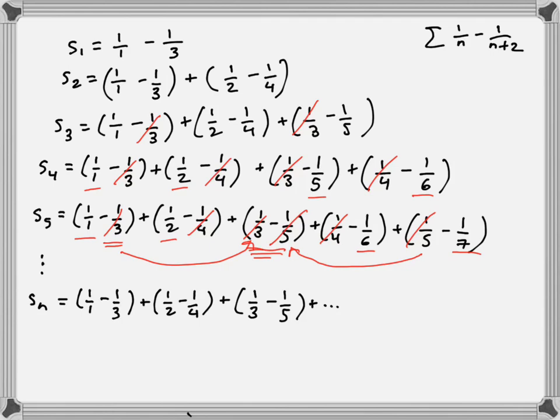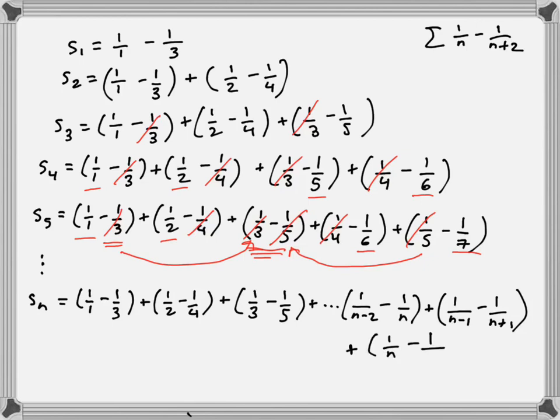Well, the third to last one is going to be when we plug in n minus 2. So it's going to be 1 over n minus 2 minus 1 over n plus, and then 1 over n minus 1 minus 1 over n plus 1 plus 1 over n minus 1 over n plus 2. So this is what Sn looks like. This is the first n terms.